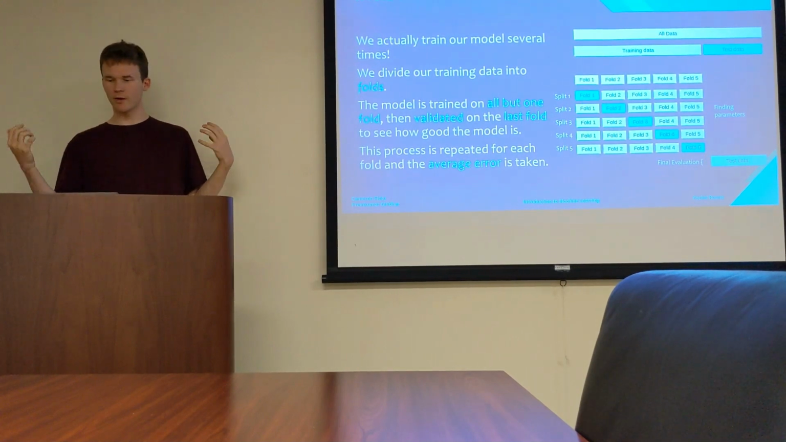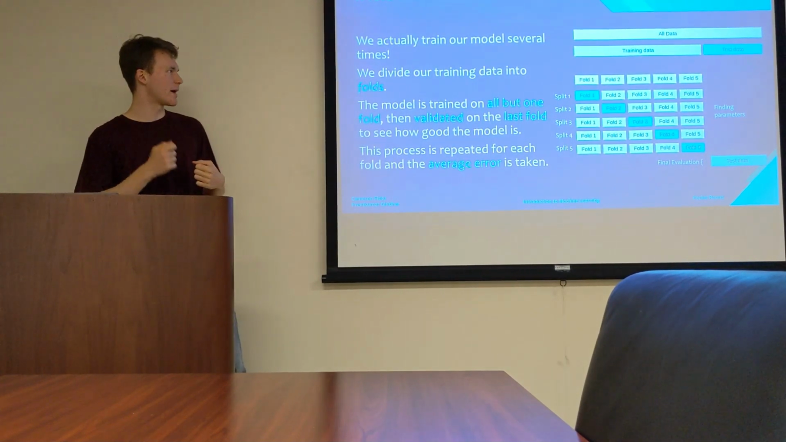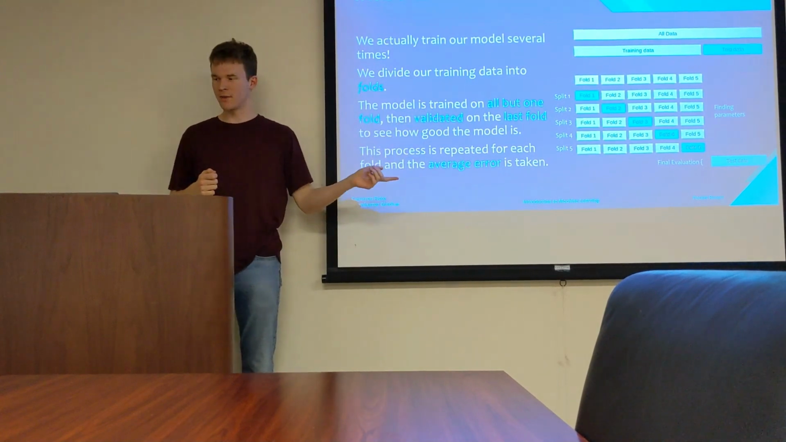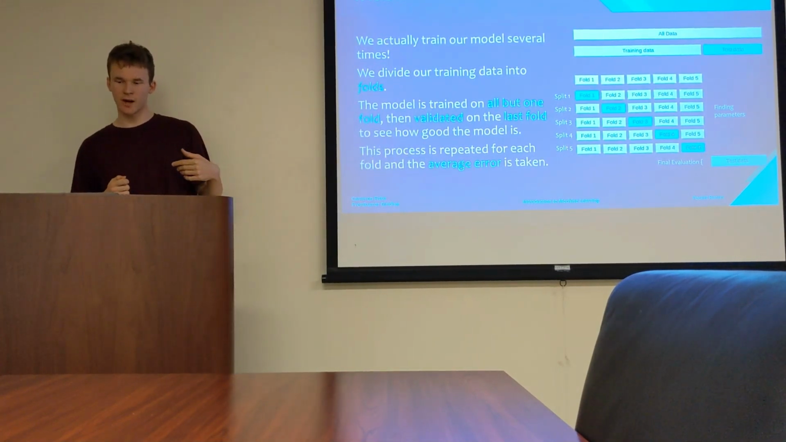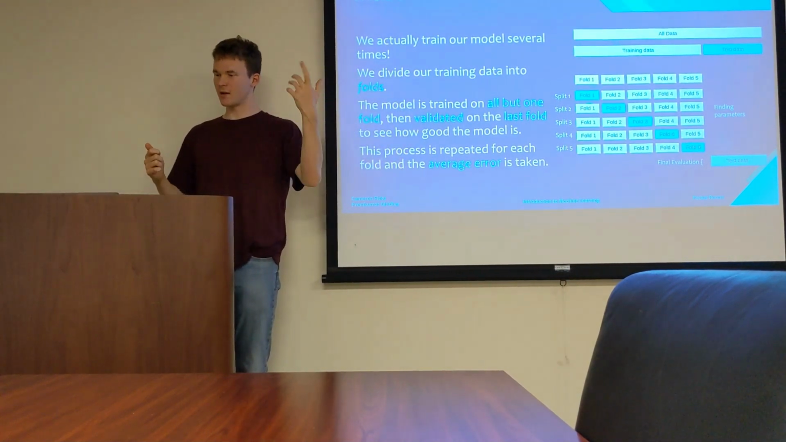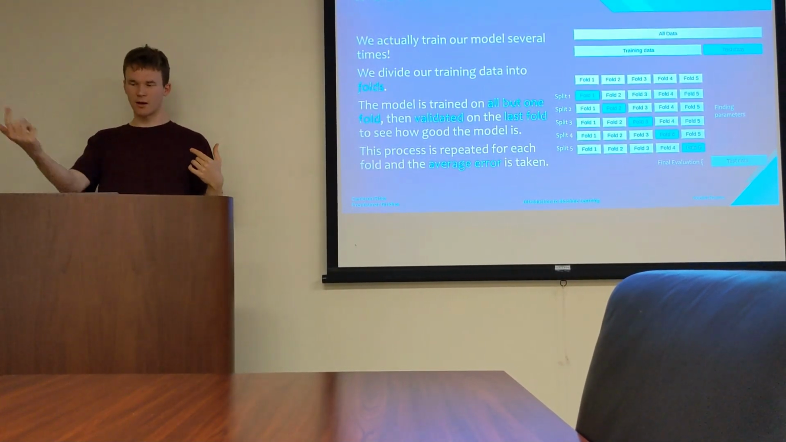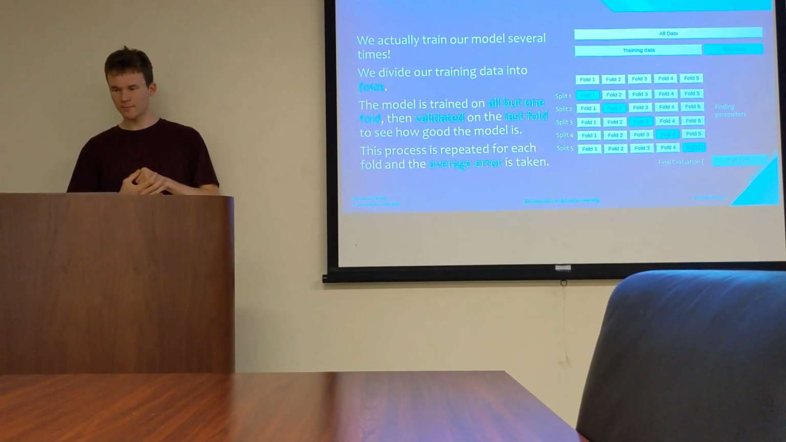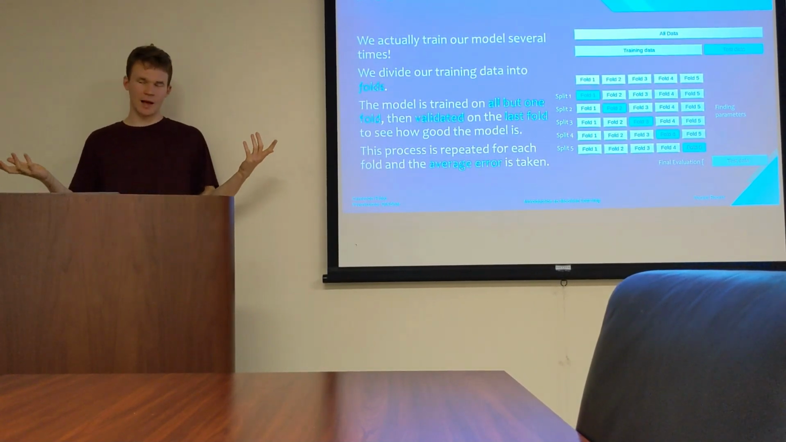So we'll train our model on those, then we'll see what our error is on fold 1. Then we will retrain our model from scratch on folds 1, 3, 4, and 5, validate it with fold 2, and find that error. Then we take all those errors and average them together, and that's how well our model performed.